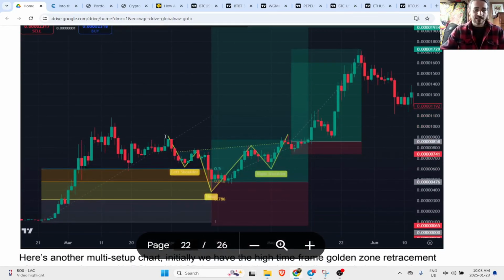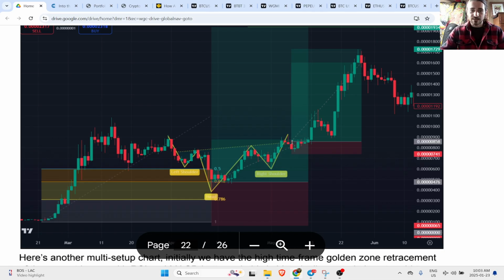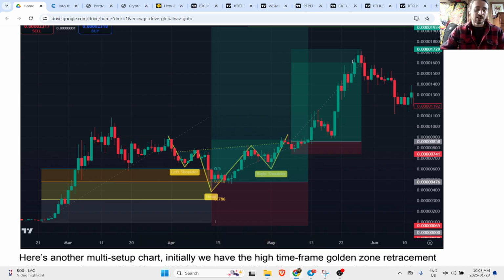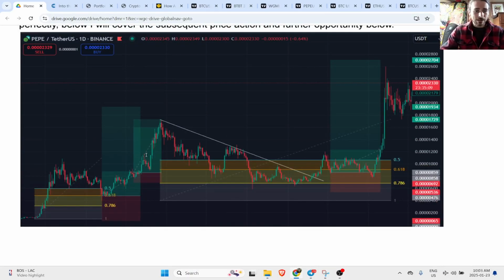Moving on, this is an inverse head and shoulders move. We did see here that I had that to this target. And then we also saw, again, high time frame golden zone retracement for the spot entry, and then our lower time frame inverse head and shoulders pattern, breakout, backtest, and then we're off on that trade. Moving down, another Pepe one we're looking at too.